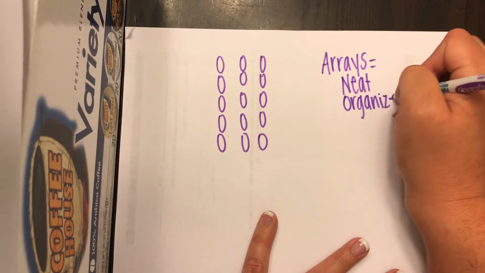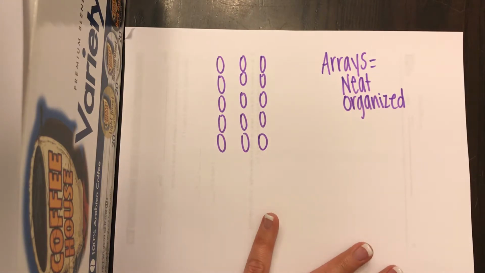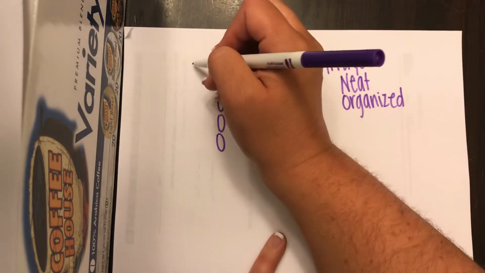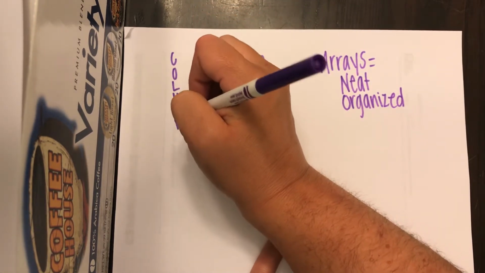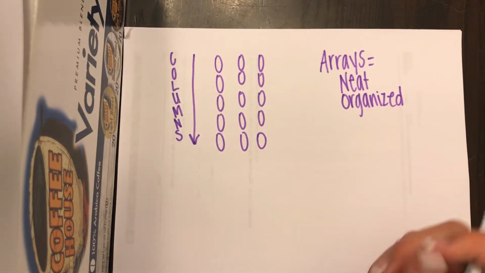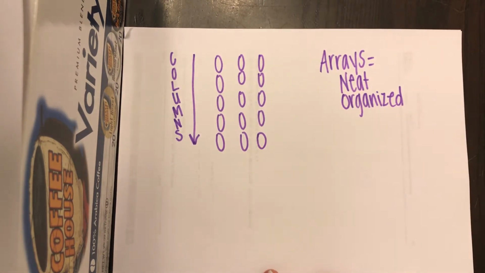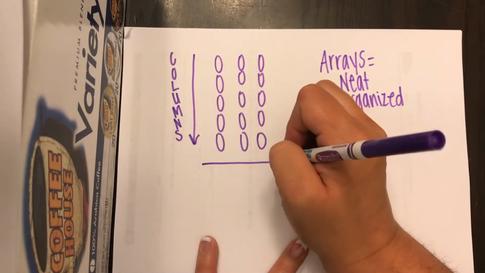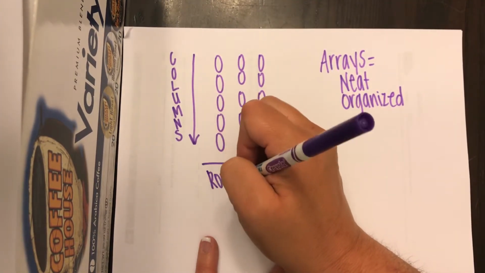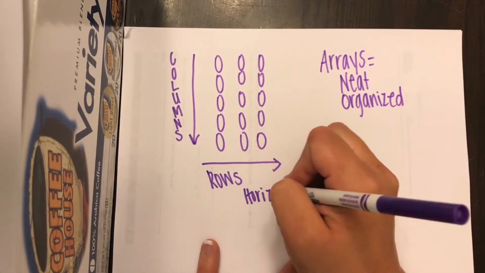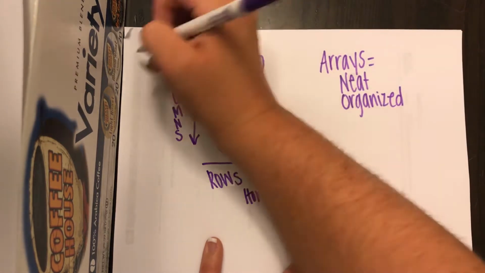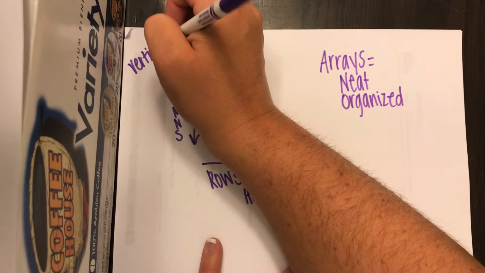Okay. So here I have 3 groups of 5. And so what I'm looking at here is our columns. Our columns go up and down. So is that vertical or horizontal? It's vertical, okay? Our rows are horizontal. Think of the horizon like the sun out on the horizon. That is horizontal. And columns are vertical, are up and down.